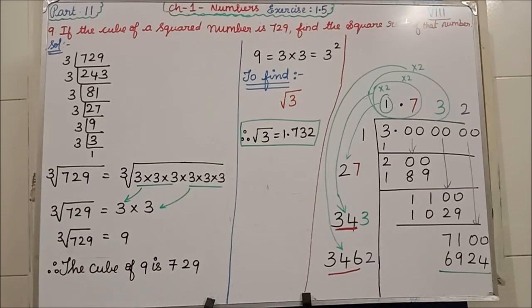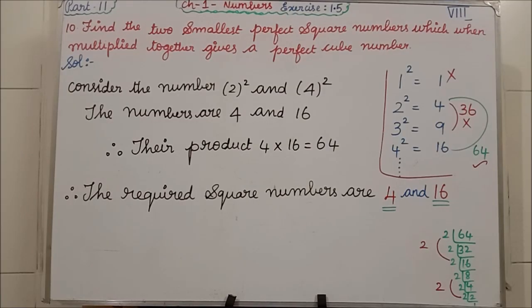See students, for a clear understanding I have written the arrow mark. Like this only we are finding the root 3 value. We are getting the answer as 1.732. Clear all of you, the 9th question? Therefore, the square root of 3 is 1.732, that is the answer. Clear?